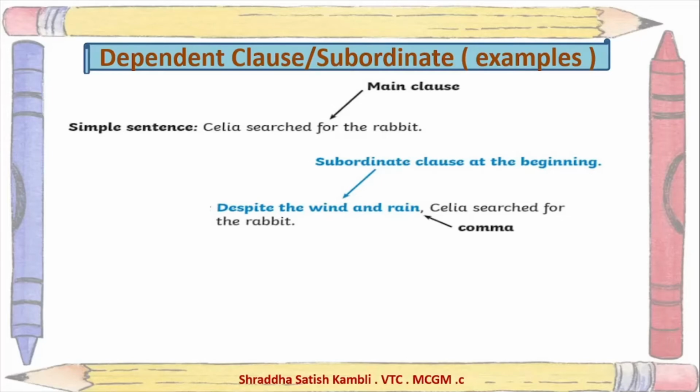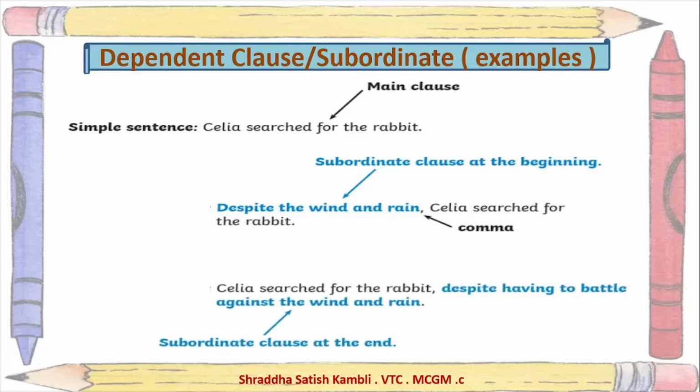So now you see how Celia searched for the rabbit still has got complete meaning, but if I just show you the words despite the wind and rain, what meaning does it have? Does it have any meaning? Despite the wind and rain, you will say what? Despite the wind and rain, what happened? Okay, so that is why it is called a subordinate clause, because it does not have a complete meaning of its own. One more example we will see where the subordinate clause is added after the main clause.